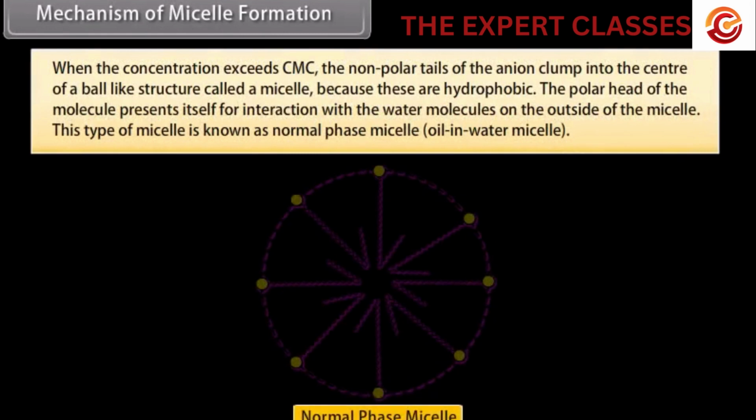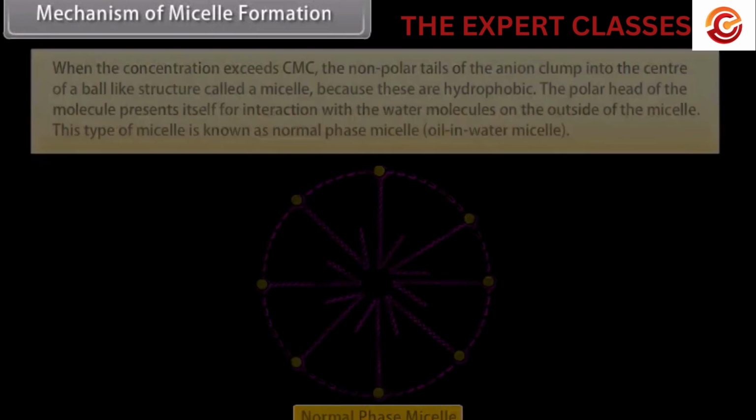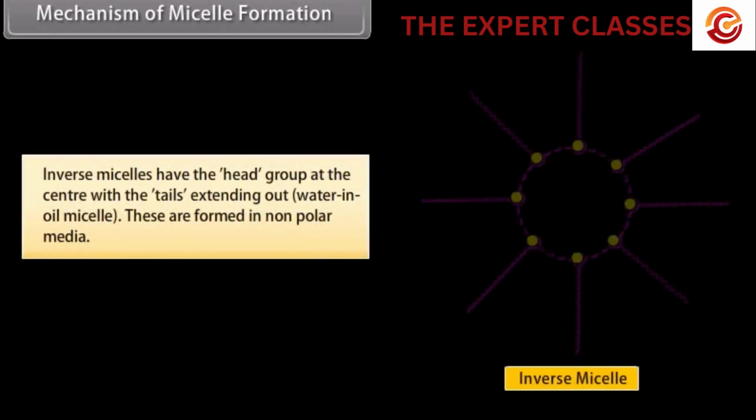When the concentration exceeds CMC, the non-polar tails of the anion clump into the center of a ball-like structure called a micelle, because these are hydrophobic. The polar head of the molecule presents itself for interaction with the water molecules on the outside of the micelle. This type of micelle is known as normal phase micelle. Inverse micelles have the head group at the center with the tails extending out. These are formed in non-polar media.